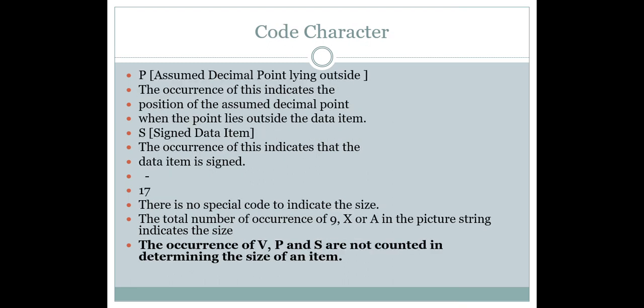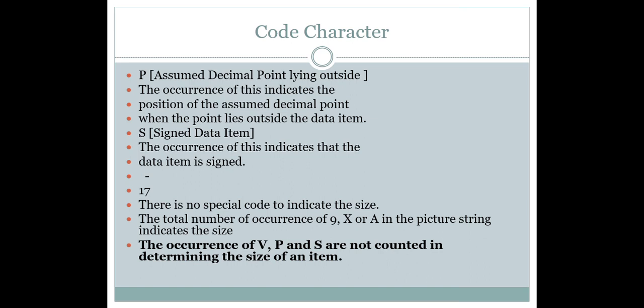And then the capital P, which is an assumed decimal point lying outside the data name. And then capital S, which indicates a signed data item, whether the data item is signed or not. There is no special code to indicate the size. So the total number of occurrences of 9, capital X, or capital A in the picture string indicates the size of the data name.